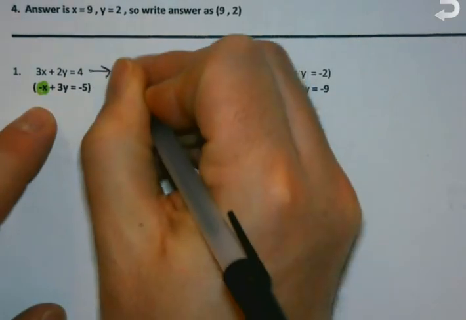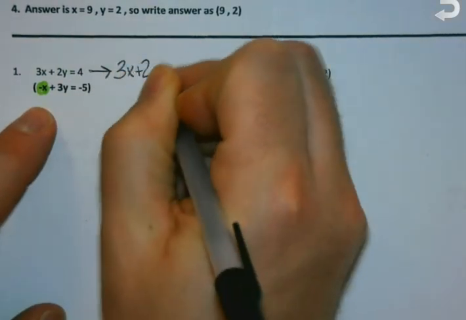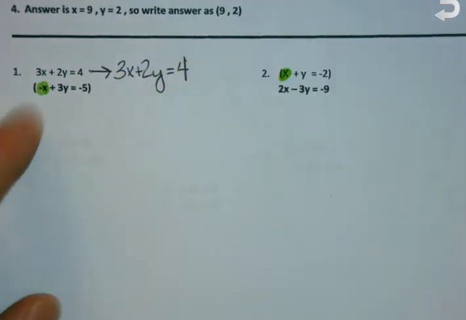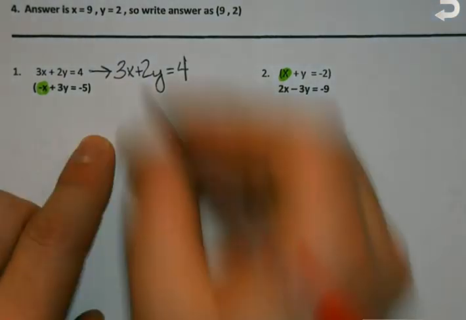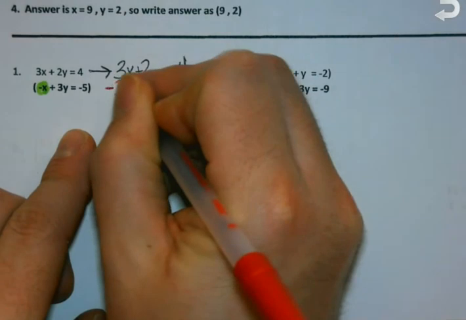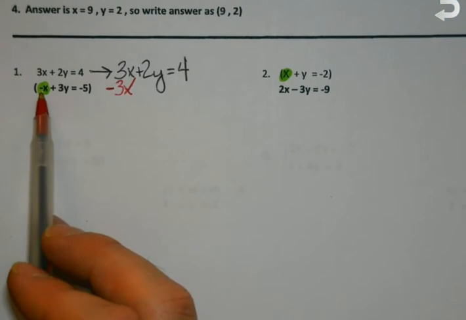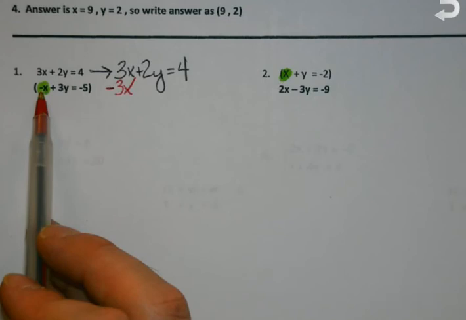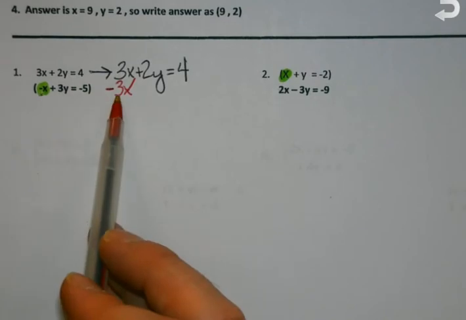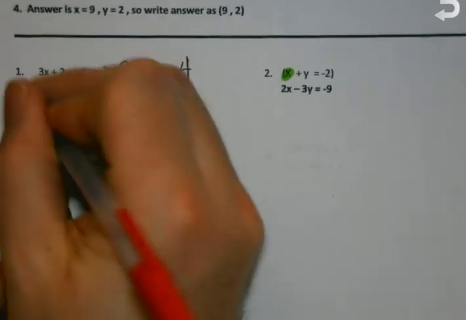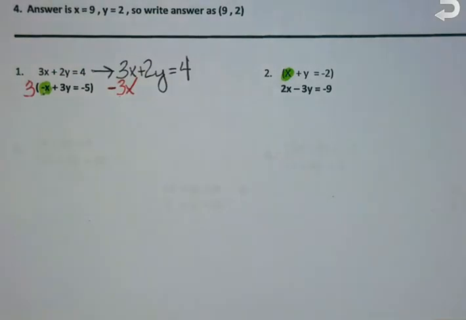In this case, I'm going to keep the top one the same. But the bottom one, I want this to be negative 3x. That's my goal. So the question is, how am I going to get it to there? Well, it's already negative 1x right here. So what can I multiply negative 1 by to end up with negative 3? 3. So I'm going to multiply this bottom equation by 3.